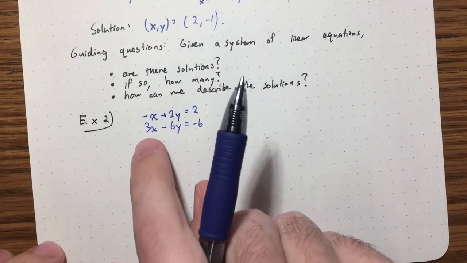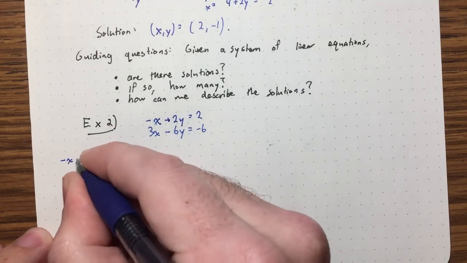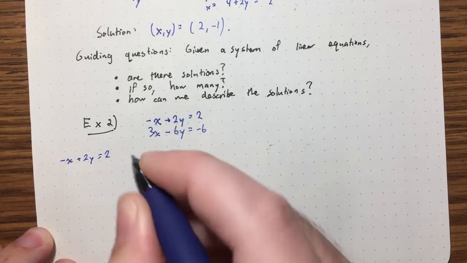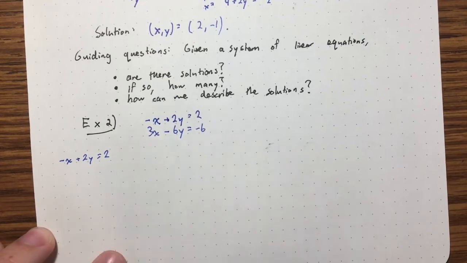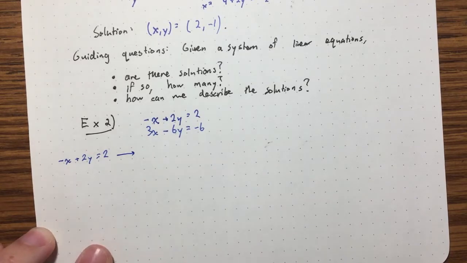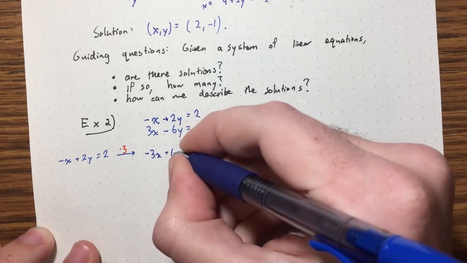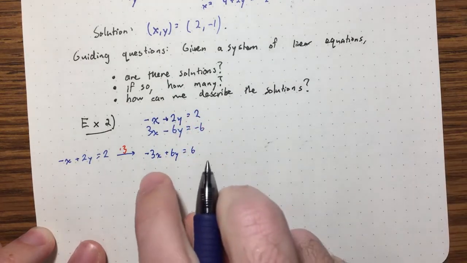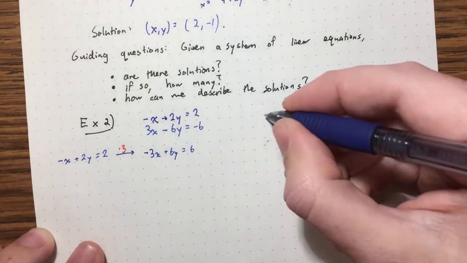So we're going to try to eliminate, not the 3, but the x. So I'm going to take my first equation. Again, the thing I want to multiply it by is 3. And I get minus 3x plus 6y equals 6. Let's take that one, add it to the second one, and here's my new system.